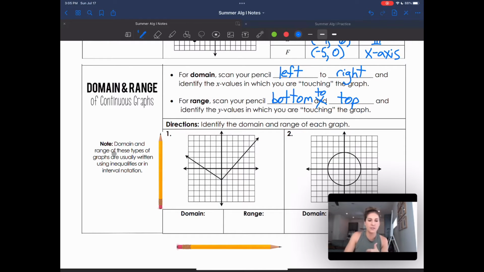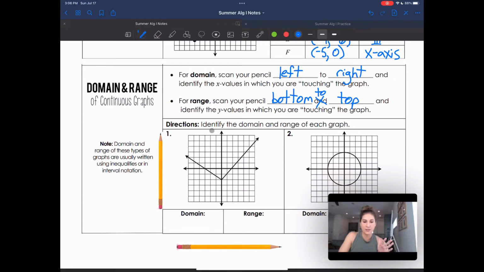It says domain and range of these types of graphs are usually written using inequalities or in something called interval notation. I don't want to give you both because I don't want to overwhelm you. Most likely in Algebra 1, you will do more inequalities. It depends on your teacher though, so you may write these differently than how we're doing here, but usually they go with the inequality route, and that's what we'll do today. By the time you get to Algebra 2, they introduce interval notation, but you might have a teacher that shows you both ways. So we're going to stick with inequalities, and we're going to write them as x is less than something or y is greater than something, stuff like that, okay?